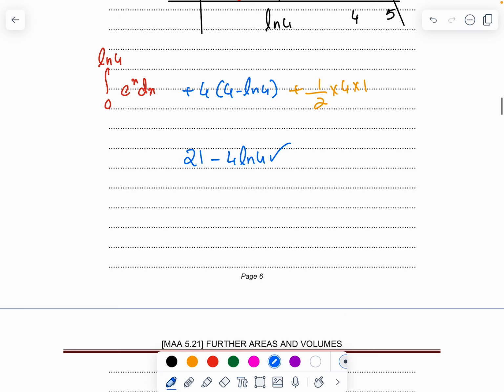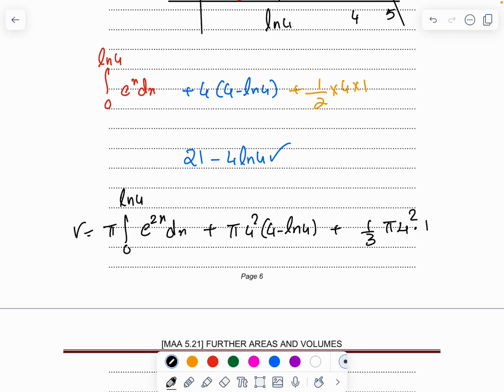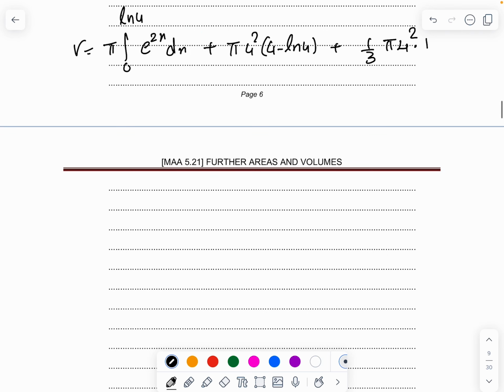Next is asking us to find the volume. Volume will be 0 to ln 4 e power 2x dx plus, for the rectangle, 4 square pi times 4 square times, it will become a cylinder, pi r square h. A rectangle will become a cylinder, 4 minus ln 4, and this becomes a cone, 1 upon 3 pi r square h. Simplify that, you should be getting the answer 461 upon 6 minus 16 ln 4, pi.